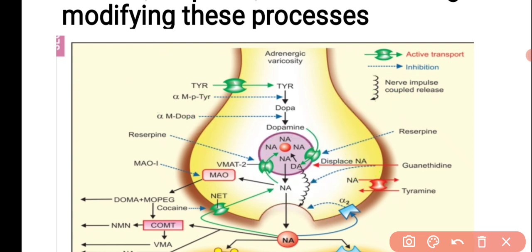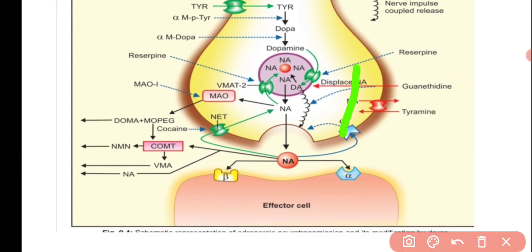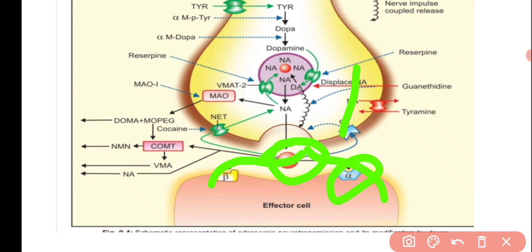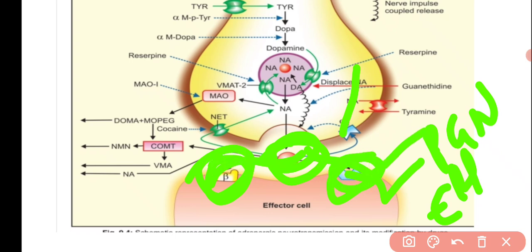After the release, norepinephrine must act on the receptors in order to show its effect. The receptors for noradrenaline are the alpha and beta receptors, which are present on the postganglionic neurons as well as on the effector organs. The noradrenaline released from postganglionic nerve endings acts on the receptors present on the effector organs, which are either alpha subtype or beta subtype.